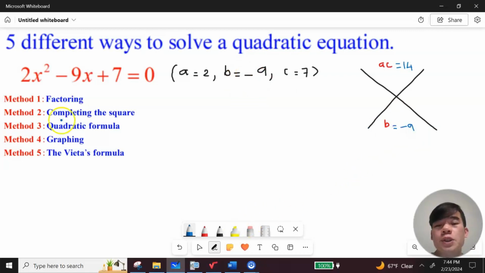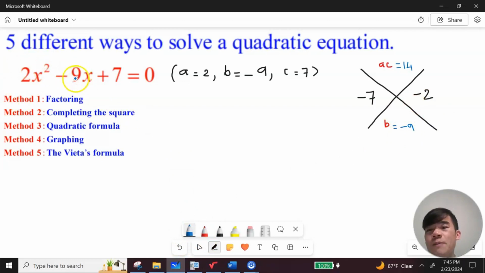All right, so you need to find two integers that multiply to equal 14 and add up to -9, which are -7 and -2. Right, because -7 times -2 equals 14, and -7 plus -2 equals -9. All right, go back over here.